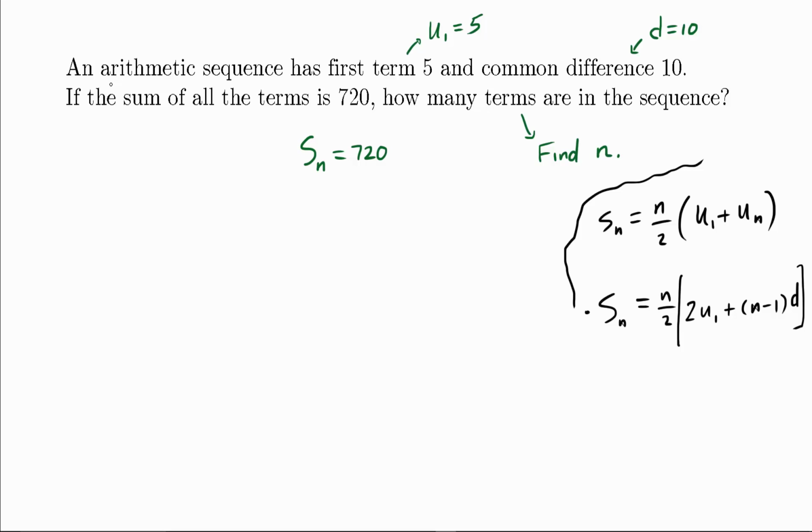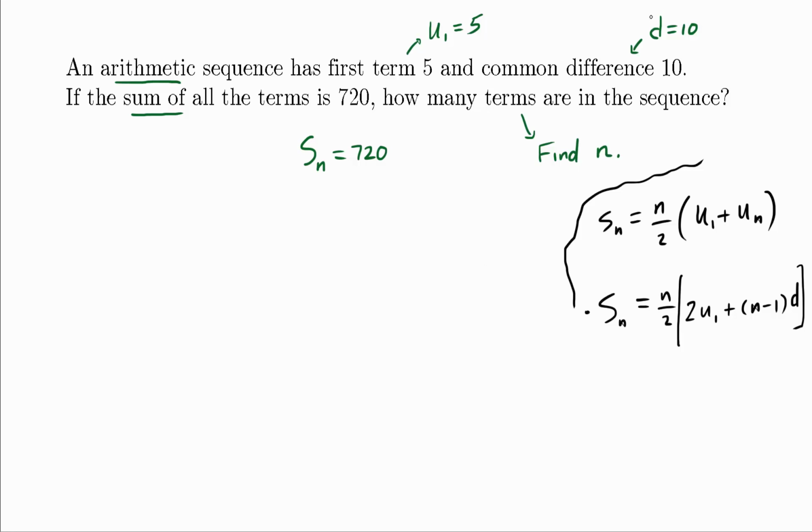Right away, the buzzword is arithmetic. As soon as you hear the word arithmetic, you just write down the formulas involving arithmetic, or you can refer to them. But recall that the sum of all terms, this is the sum formula. So we're going to use either this formula here or this formula here. We have to decide which one to use. The question is find n.